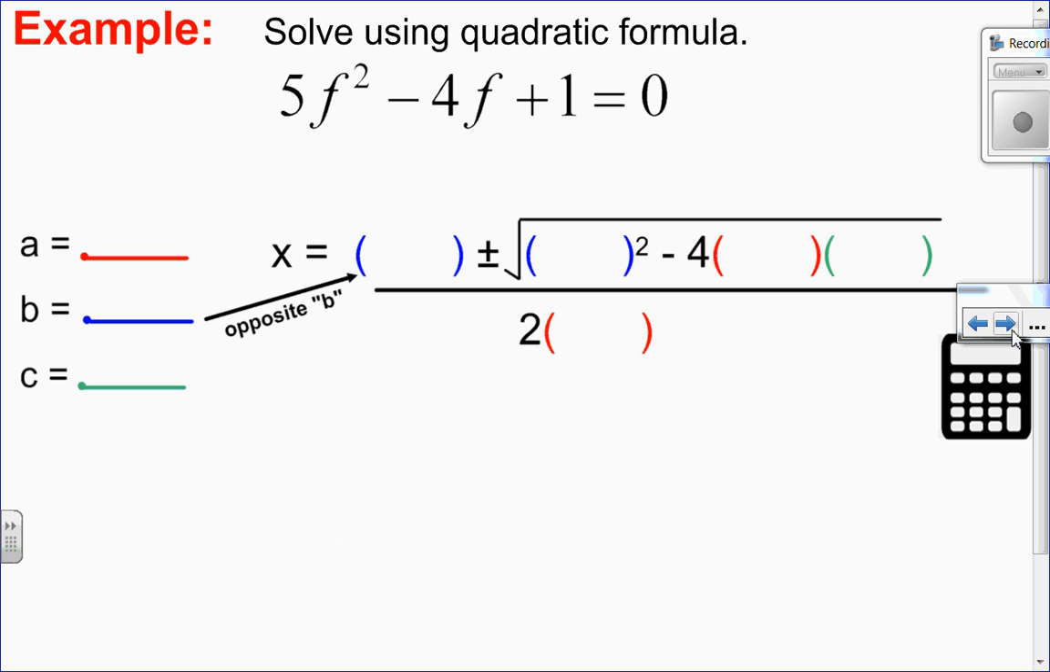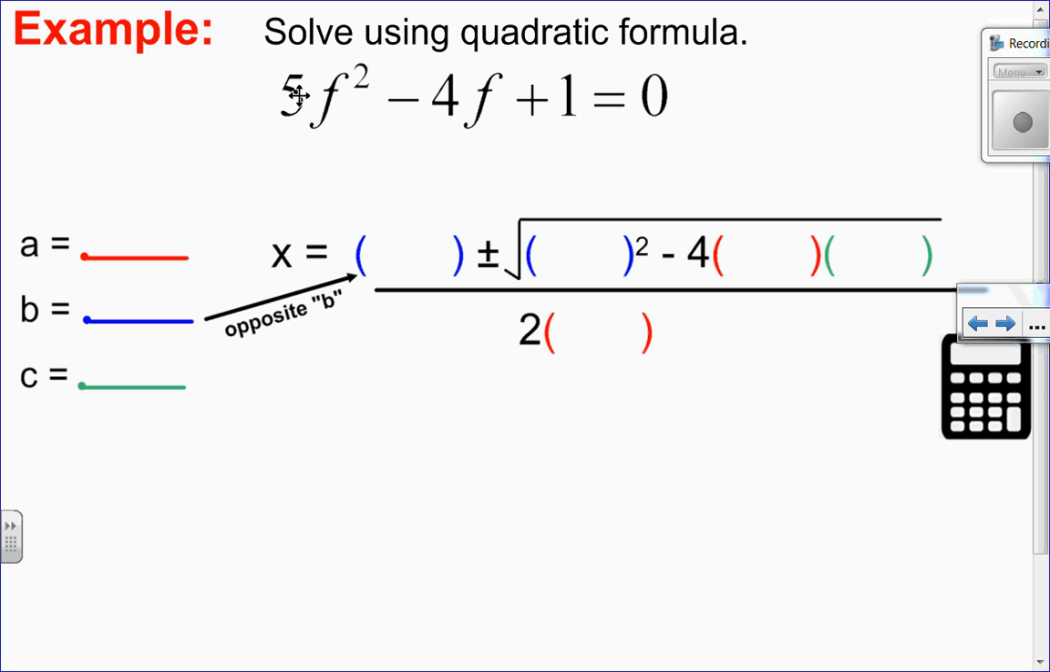Okay, in our last question here, I would recommend pausing the video, trying this yourself, and then coming back to see if you've done it correctly. So in this question here, it's already set to 0, which is good, and I have no fractions, so I'm good to substitute everything in.